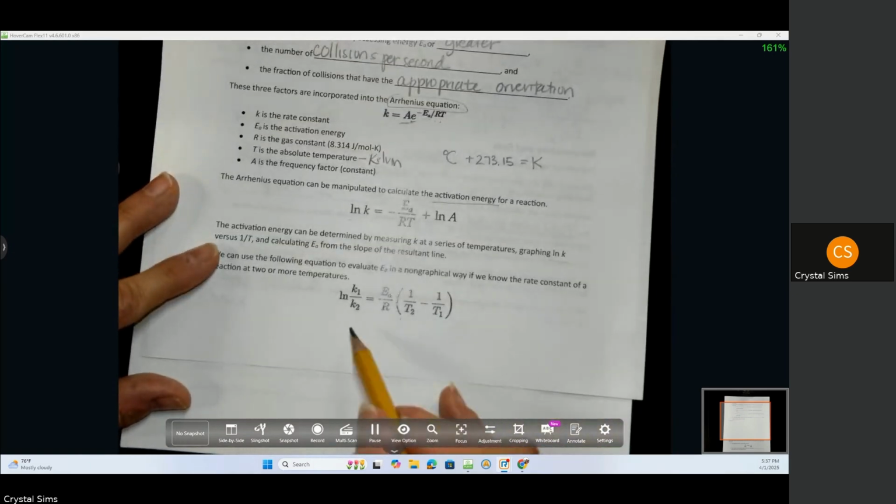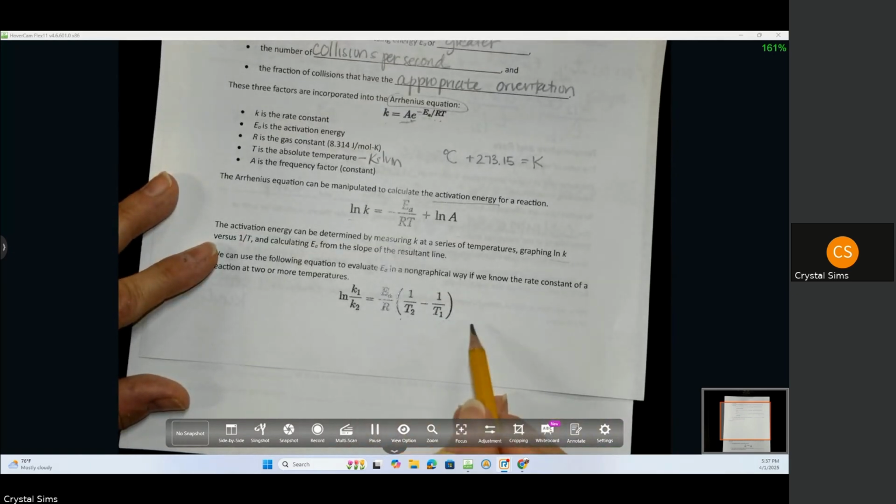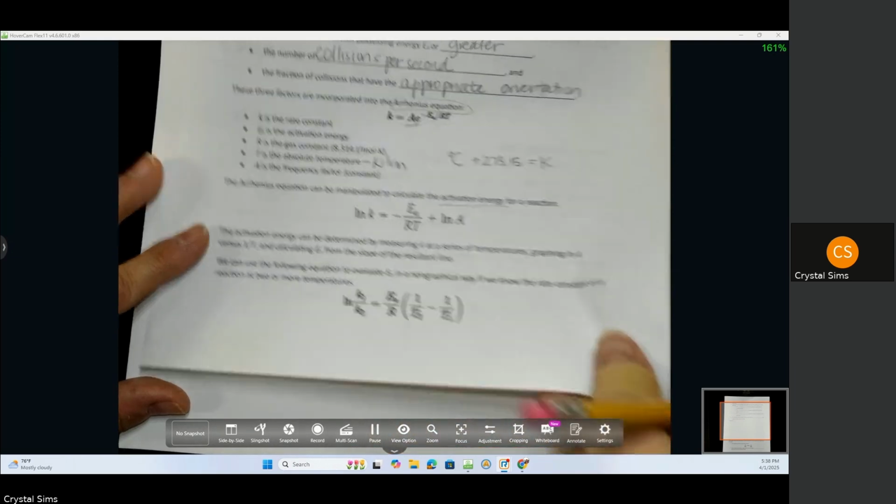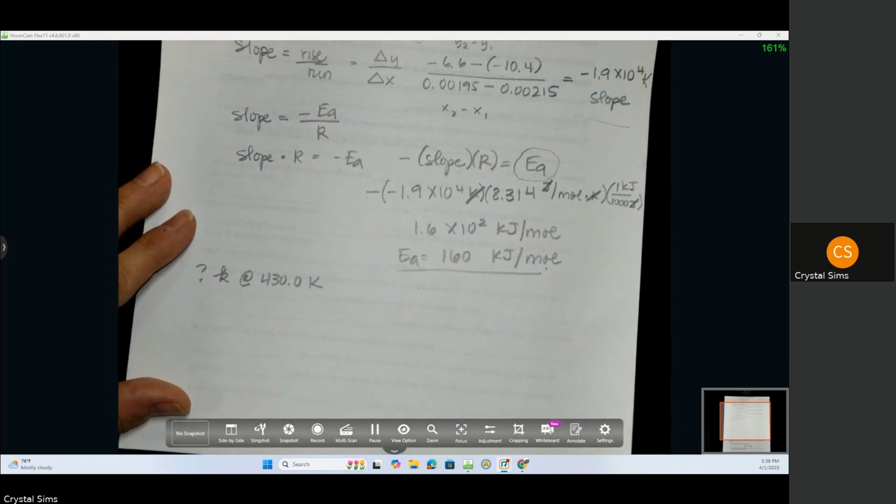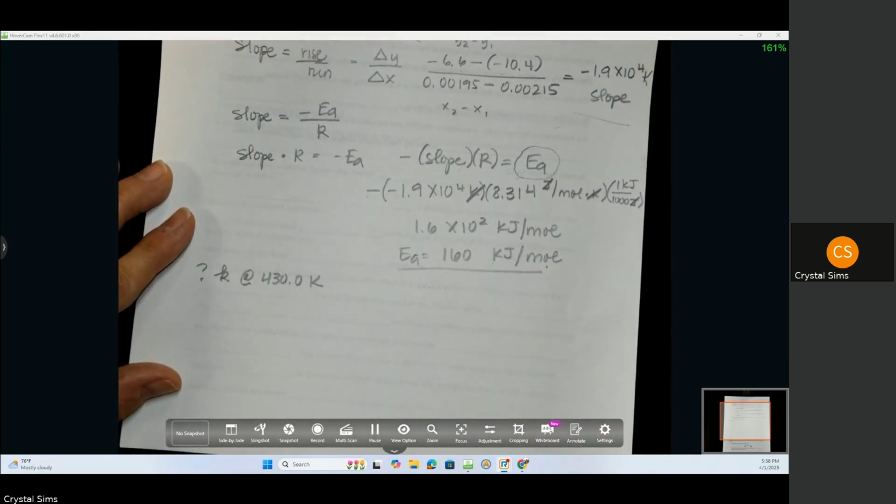We're going to use this equation right here because we're going to use the temperature that they gave us and a temperature that we already know. We've calculated the EA, we've got a rate constant. So we'll be able to figure our rate constant at a particular temperature using that equation.